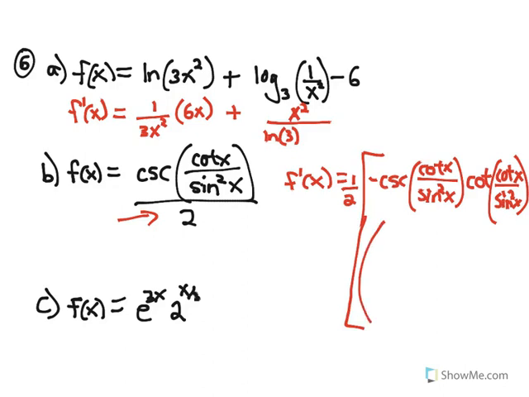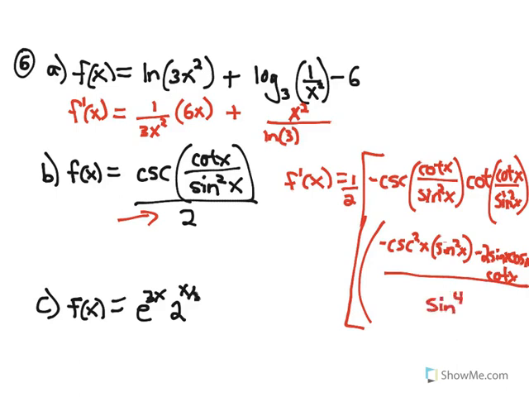And what's inside is a quotient rule. The derivative of the top, cotangent x, is negative cosecant squared x, times the bottom, sine squared x, minus the derivative of the bottom, which is the derivative of sine squared x, 2 sine x cos x, times the top, cot x. And that's all over the bottom squared, which is sine to the 4th x.